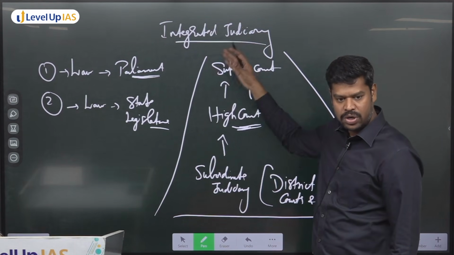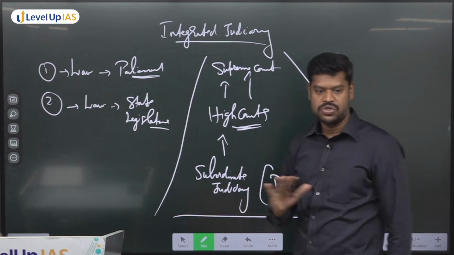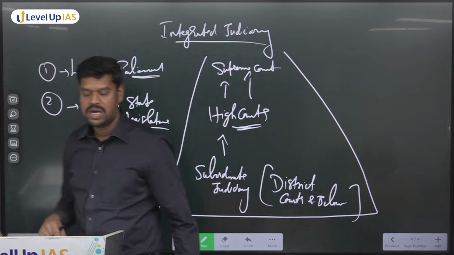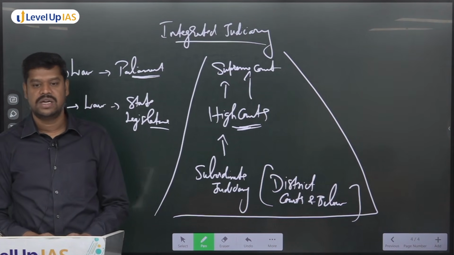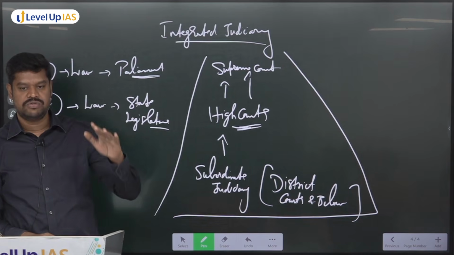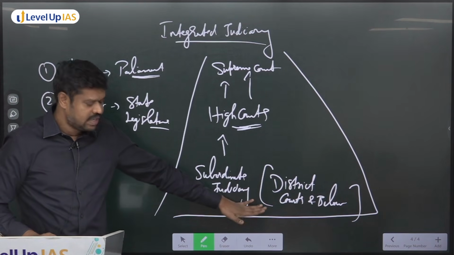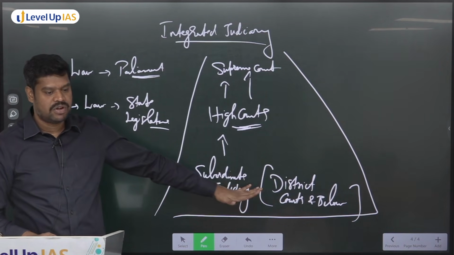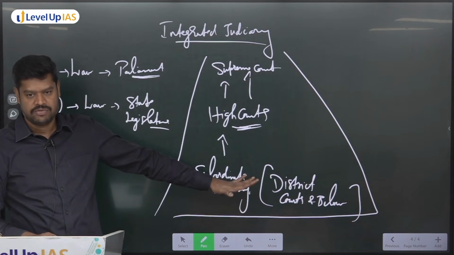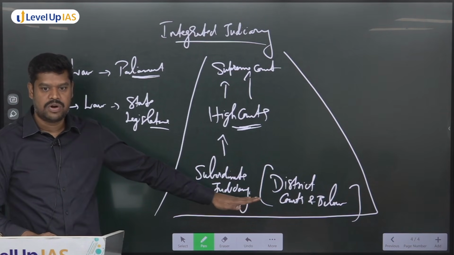So in this way, there is only one single integrated system of judiciary and there is no parallel system of judiciary. And this is basically what is called an integrated system of judiciary or a hierarchy of judiciary. So in most of the cases, the first level of case will be entertained, where the petition will be entertained, in the subordinate judiciary.